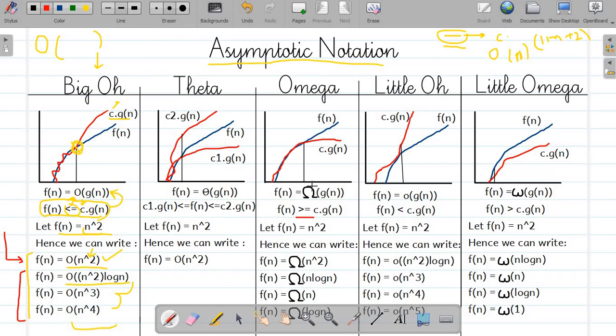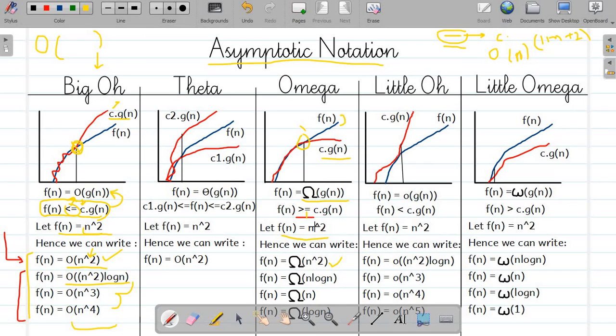Here we have greater than or equal to, which means that my function is either equal to, which is at this point, or it is greater than my c dot g(n). So when we have this greater than or equal to equation, we use our omega notation. Suppose we have f(n) equals n square. As it has equal to, we can use this.